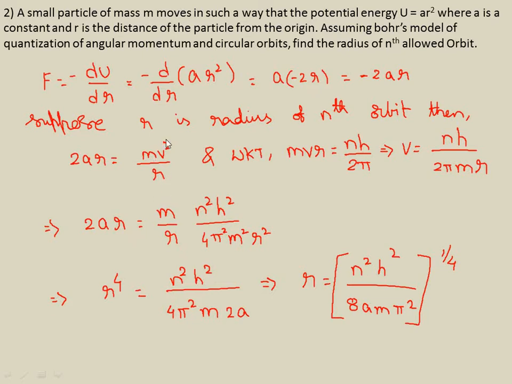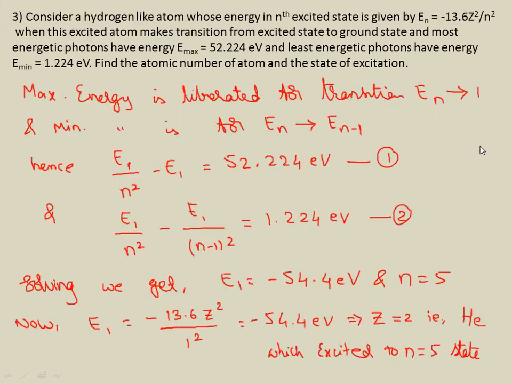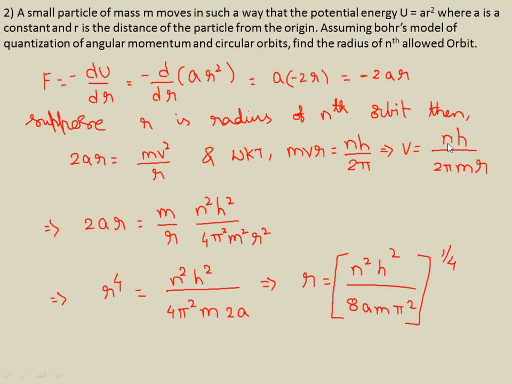2ar equals m by r into, in the place of v squared, I substitute this: n squared h squared by 4 pi squared m squared r squared. So r to the power 4 appears, since we get r squared, so here is r cubed, and if it goes to this side, r to the power 4. Taking 2a to this side, it is n squared h squared by 4 pi squared m into 2a. Now I need r, because we need to find the radius of the nth orbit. So r equals n squared h squared by 8 a m pi squared, whole to the power of 1 by 4. Are we clear with this?